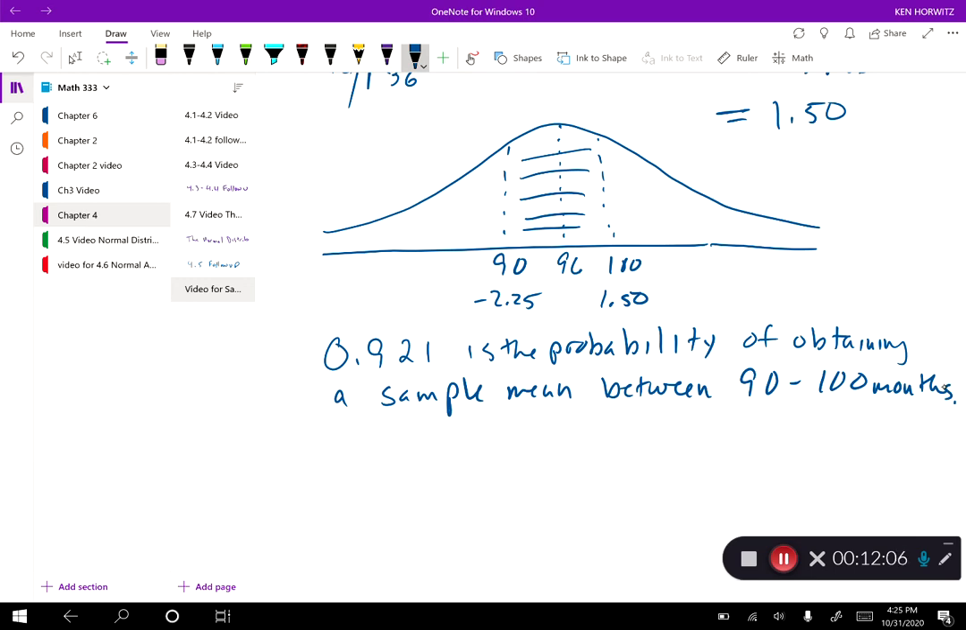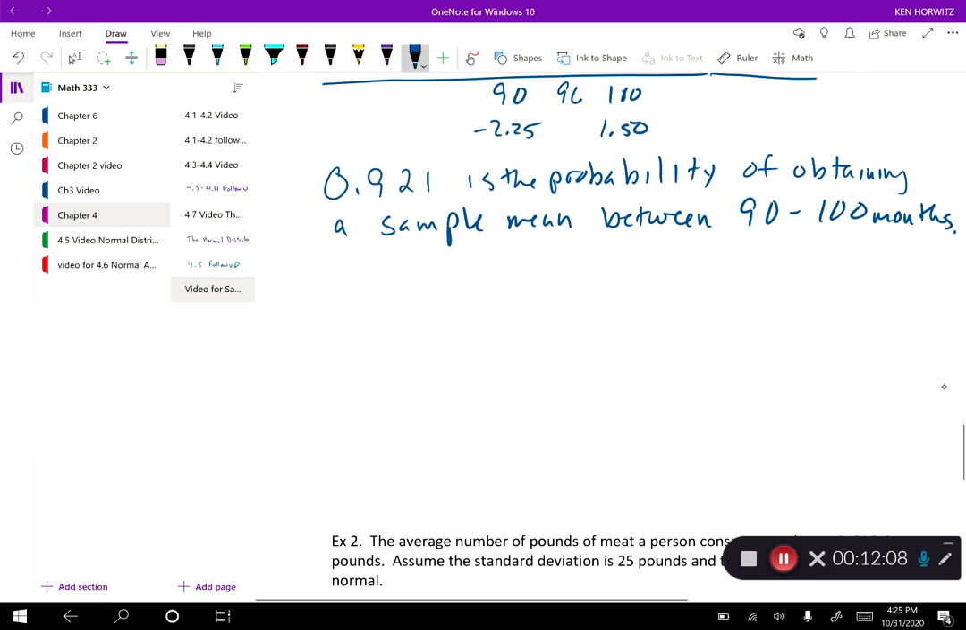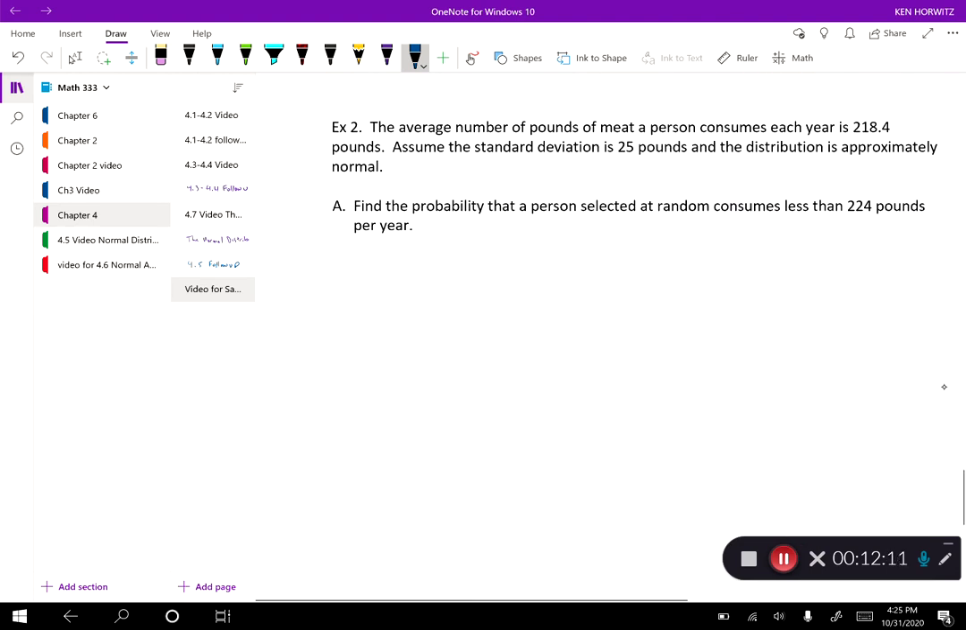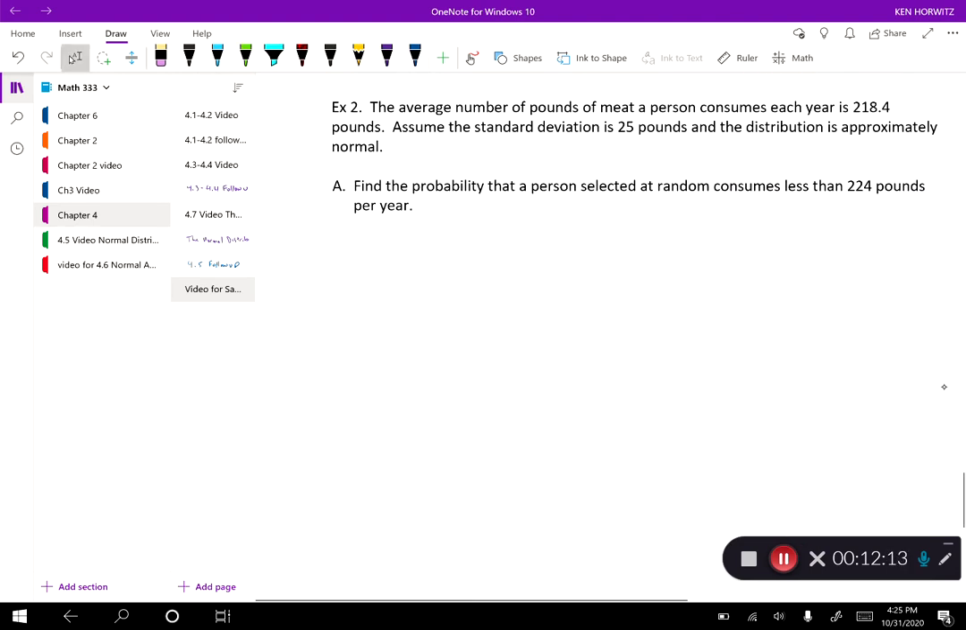All right, let's move on to the second problem. That is right here. The average number of pounds of meat a person consumes each year is 218.4 pounds. Assume the standard deviation of 25 pounds, and the distribution is approximately normal. Find the probability that a person selected at random consumes less than 224 pounds per year.